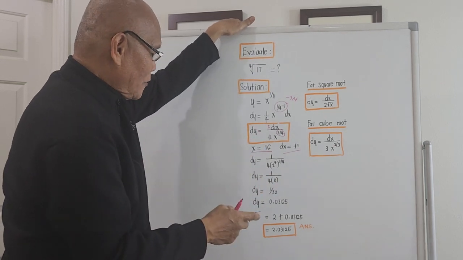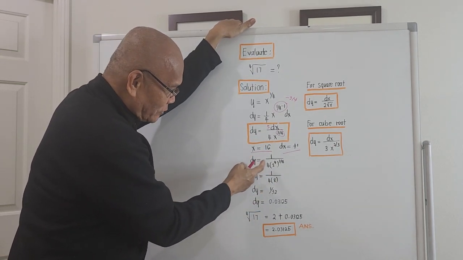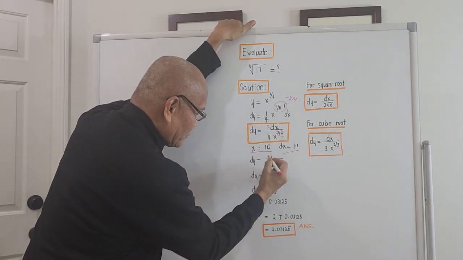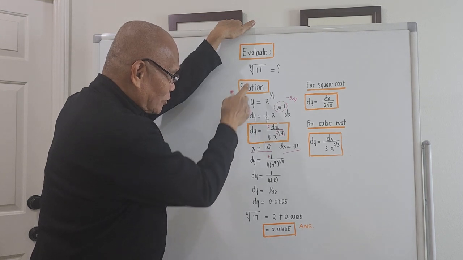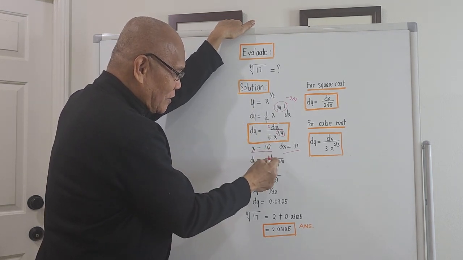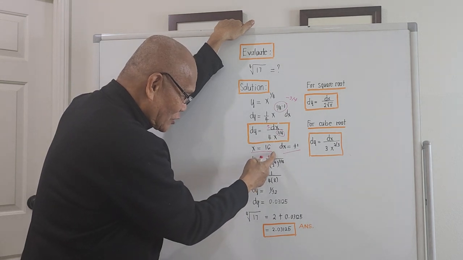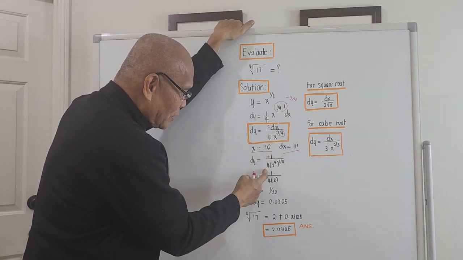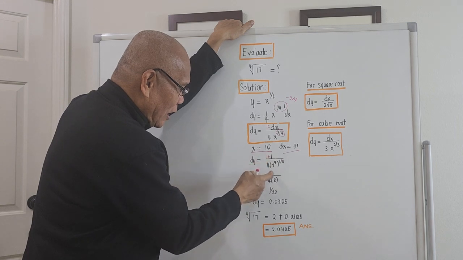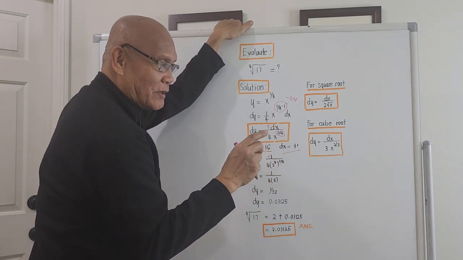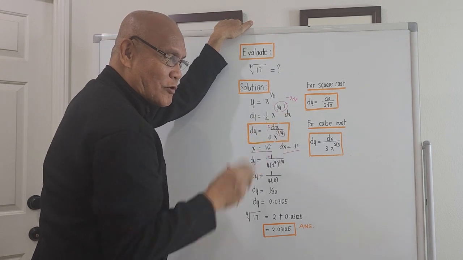So if we now compute for dy, it will be equal to dx, which is plus 1, because the fourth root of 17 is greater than the fourth root of 16. So dy now will be equal to plus 1 over 4. Our x is actually 16. And 16 is actually a perfect fourth root.